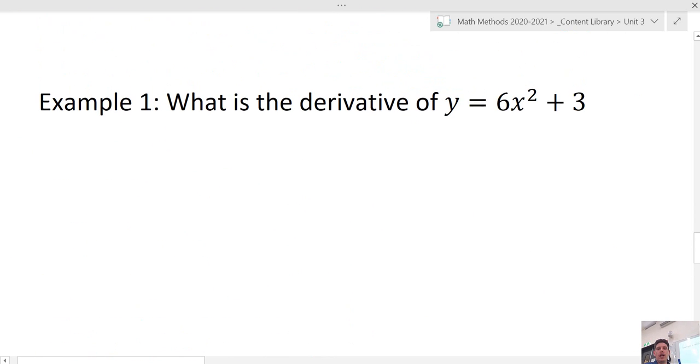Okay, so let's have a look at this one. So what did I say we have to do? So we're not doing antiderivative yet. I want you to refresh your memory about derivative. So the general derivative rule is, what do we do to the power?